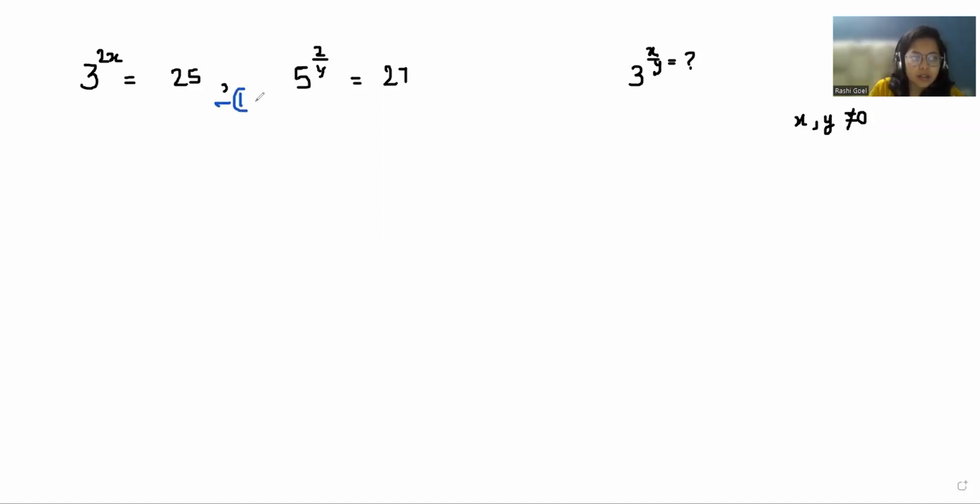So I'm taking this as equation number 1 and this as equation number 2. First we are going to solve equation number 1. We can write 3 power 2x is equal to 25. We can write it as 5 power 2. Now I'm going to divide both sides in power by 2. So we can write this as 3 power x is equal to 5.